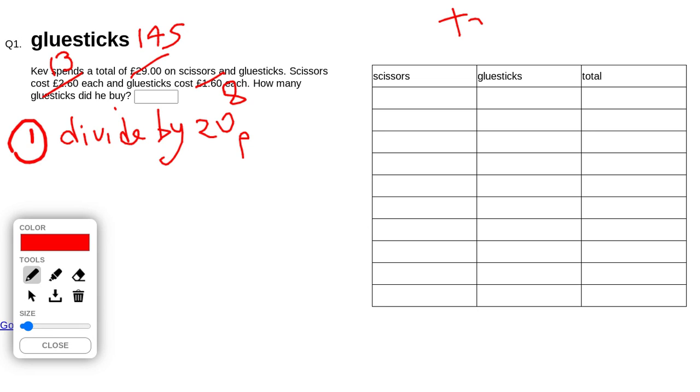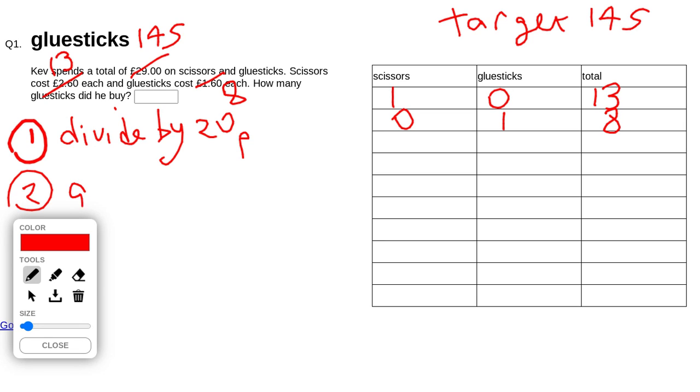So the target is 145. And if I had one pair of scissors and 0 glue sticks, it would cost 13. 0 scissors and 1 glue stick would cost 8. Now I'm going to try and guess close to the target.